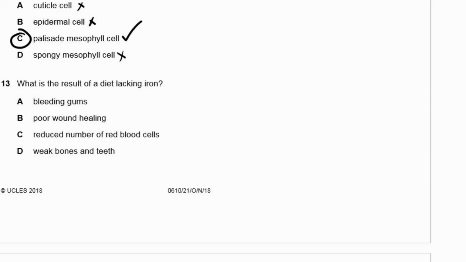Is it bleeding gums? Nope, that sounds like scurvy to me, which is a lack of vitamin C. Poor wound healing? That also sounds like scurvy. Reduced number of red blood cells? Yes, that can be caused by a lack of iron. And weak bones and teeth? No, that sounds like there's not enough calcium or vitamin D. So the answer is C.